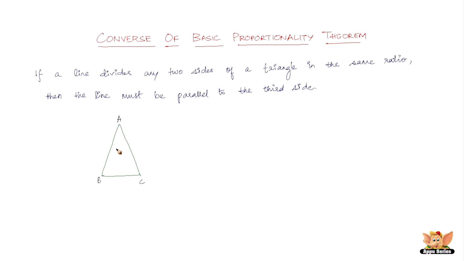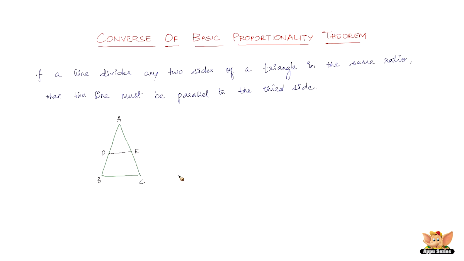Now, if I divide the sides AB and AC of this triangle in the same ratio, say for example, by drawing a line like this, DE, my focus is now to divide the sides AB and AC in the same ratio, not to draw the line DE parallel to BC. So my focus is different. So if I'm doing this, then automatically what happens, DE becomes parallel to BC.